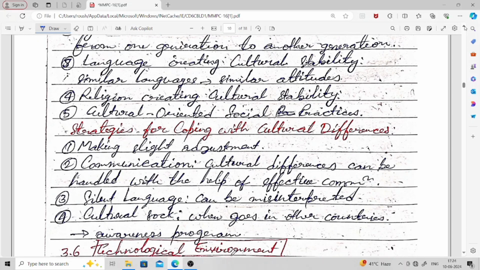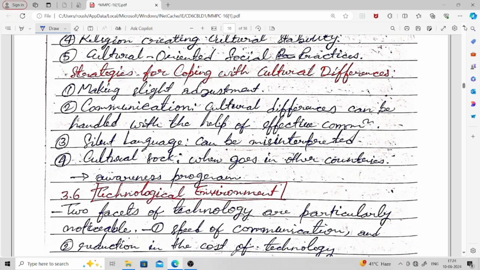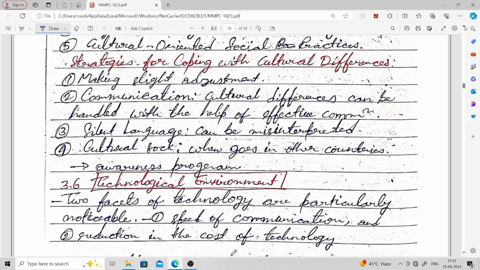Then you have the next one, strategies for coping with cultural differences. What are the different strategies for coping with cultural differences? The first strategy is making slight adjustments. Managers will have to make slight adjustments for understanding and dealing with cultural differences. Then the second is communication, meaning cultural differences can be handled with the help of effective communication. Then the third is silent language. Silent language can be misinterpreted, so managers need to be very curious about understanding the silent language.